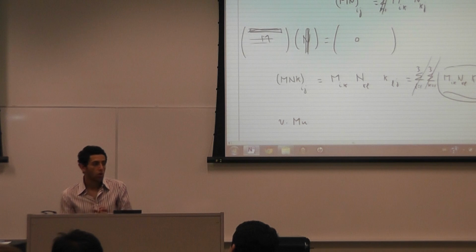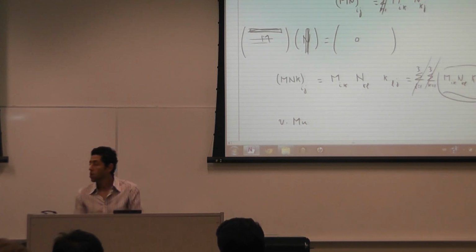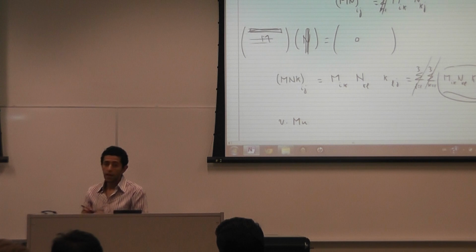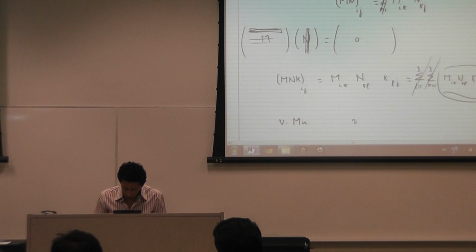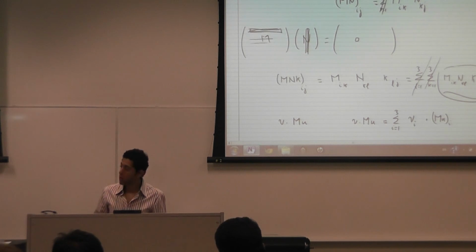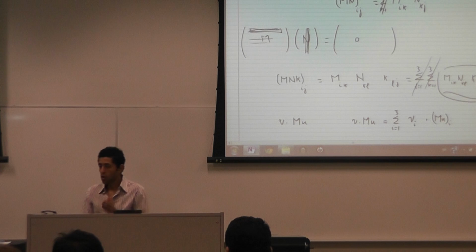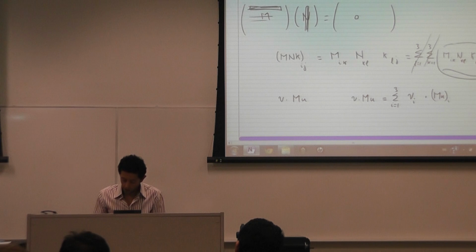For example, v dot Mu, is this a real number or a vector or a matrix? Real number. That's the dot product between two vectors, v and Mu. So I expect no free indices. Indeed, v dot Mu is equal to the sum from i equal 1 to 3 of vi times (Mu)i, the dot product between one vector and another. I'm summing over the components of the first vector and the second vector.